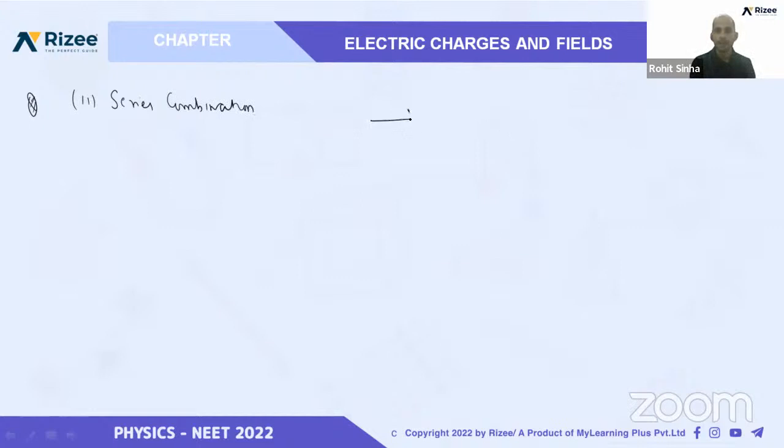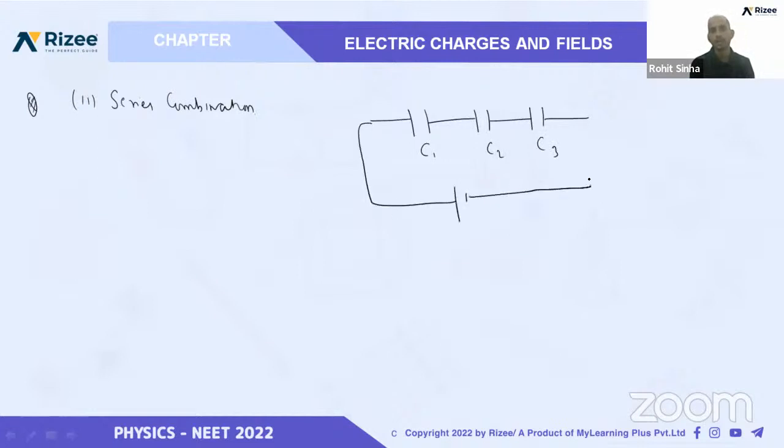Let us assume these are capacitors. This is C1, this is C2, this is C3, and they are connected through a battery having potential V. We know charge Q is supplied from here. What will happen? Charge plus Q, minus Q here, then plus Q, minus Q, plus Q, minus Q. In series combination, charge is the same.